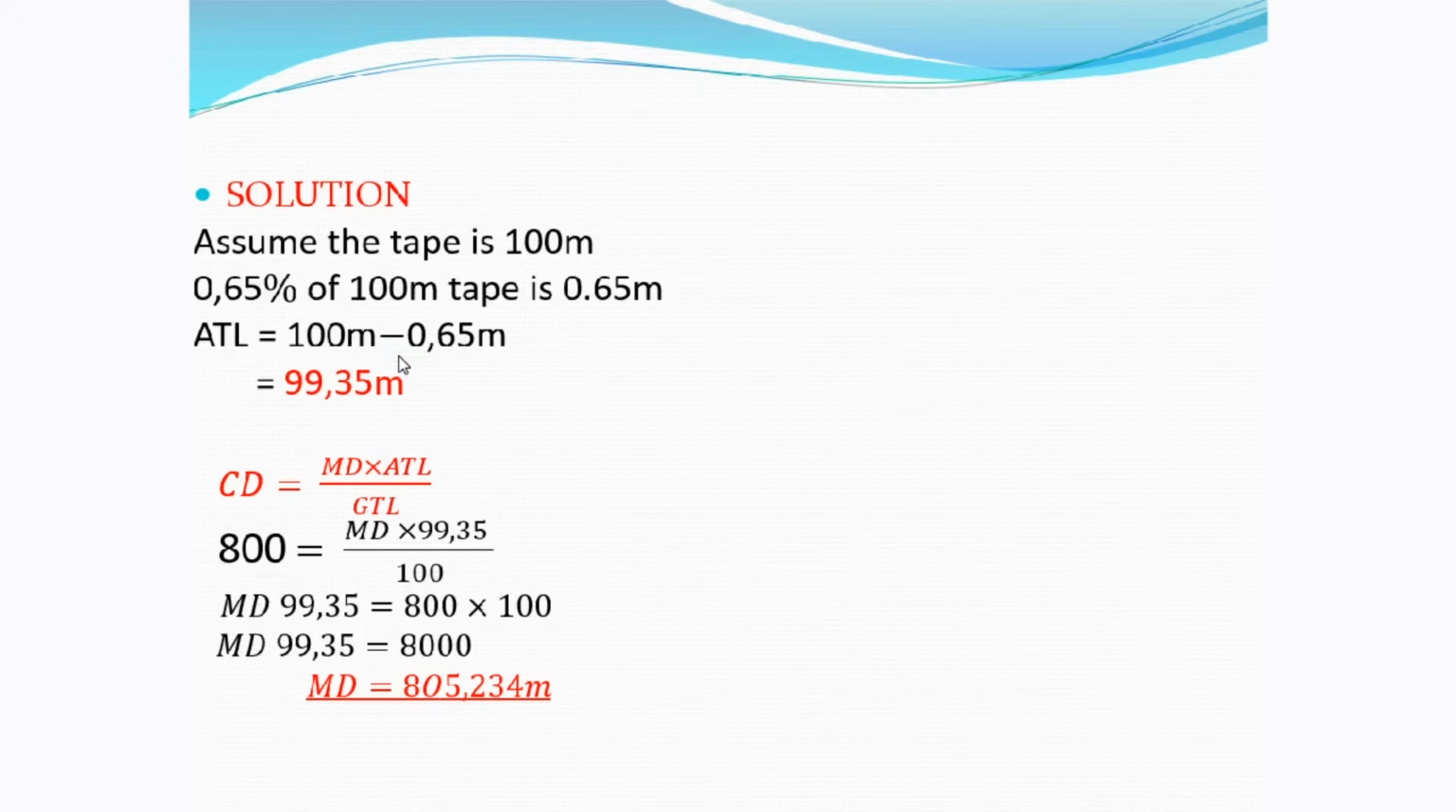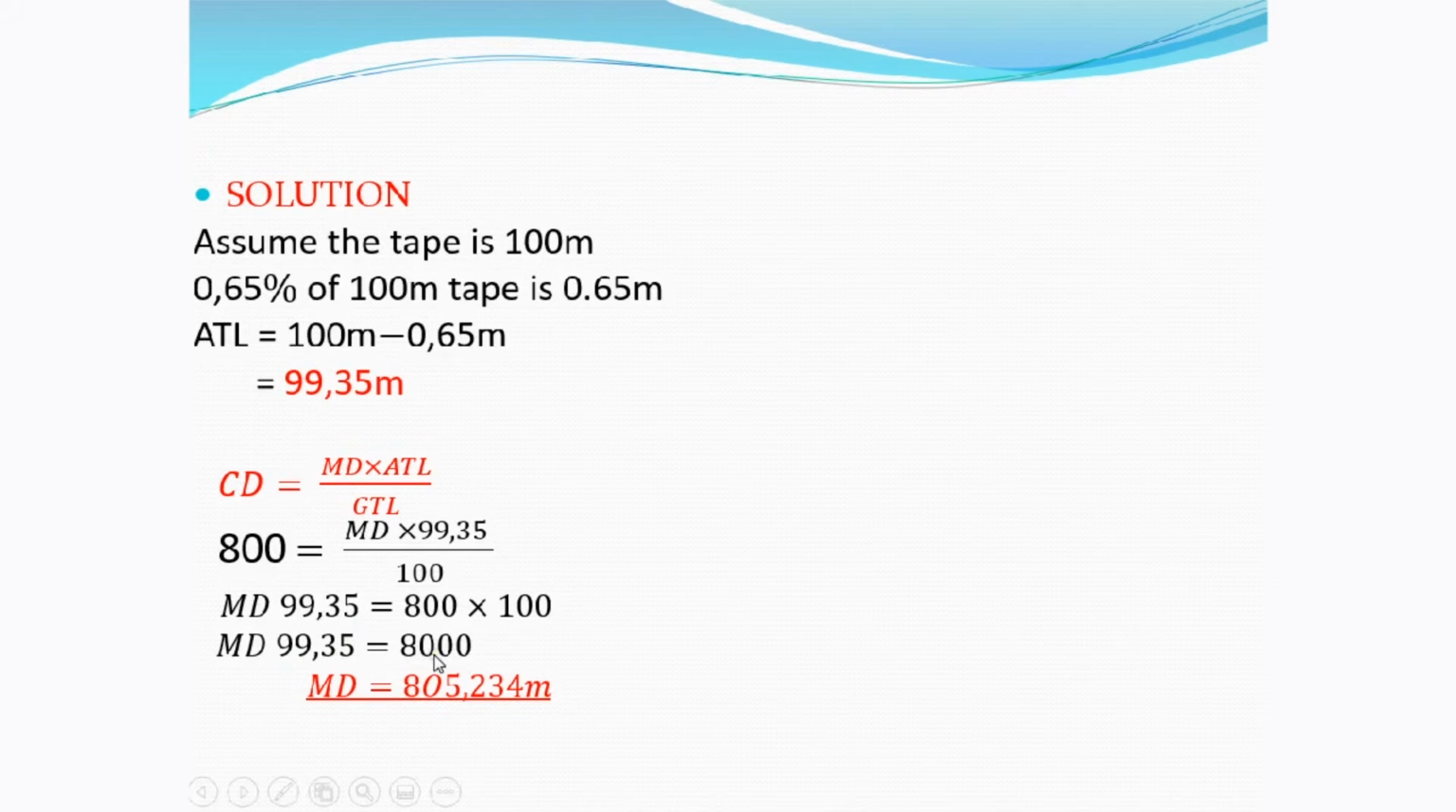Okay, so for actual tape length, you said it's 100 meters because we assume that since they told us that it's 0.65% too short, our tape is 100 meters, then we minus, because we were told that it was 0.65 too short. If it was 0.65 too long, we will add. Then here we'll minus 0.65 meters, then we'll get 99.35 meters.